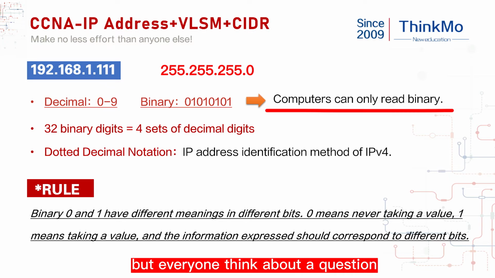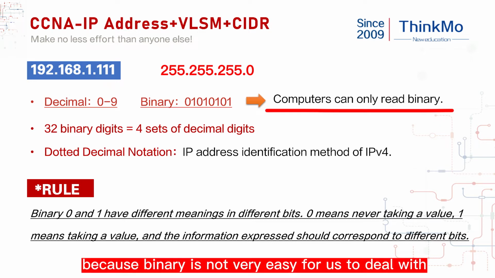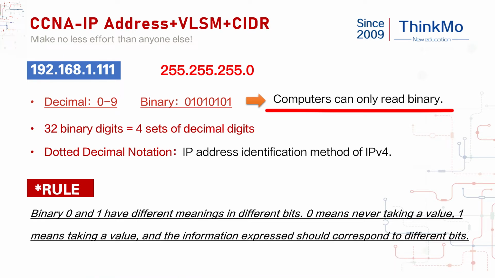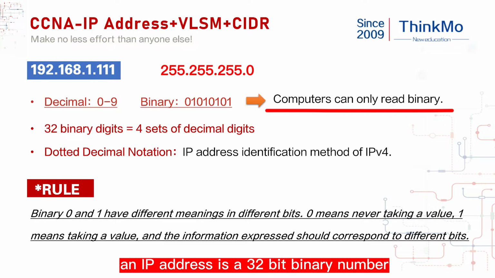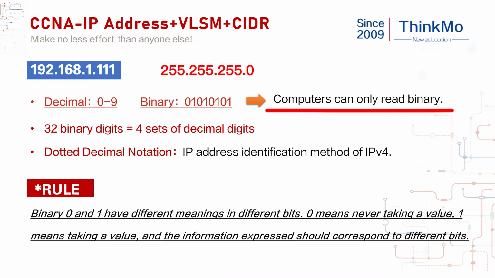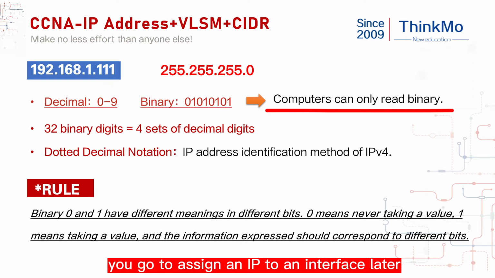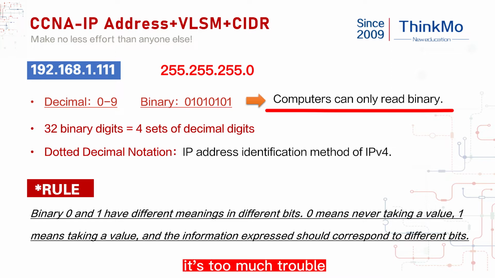But everyone think about a question. Since it can only recognize binary, why do we now see IP addresses in this format? Because binary is not very easy for us to deal with. An IP address is a 32-bit binary number. When you assign an IP to an interface later, do you have to key in 0101 32 times? It's too much trouble. Because we humans find it hard to deal with, a decimal notation was developed. So the set of numbers I wrote above is called decimal. Decimal means every decimal.